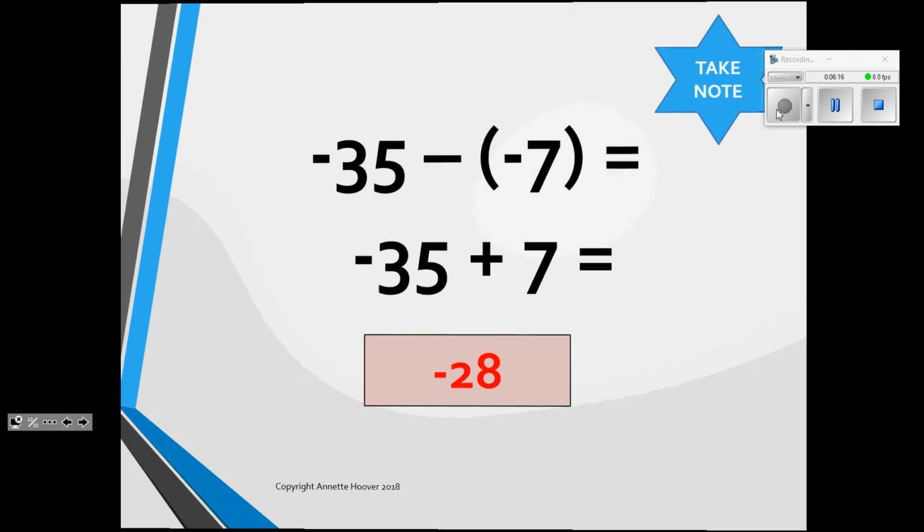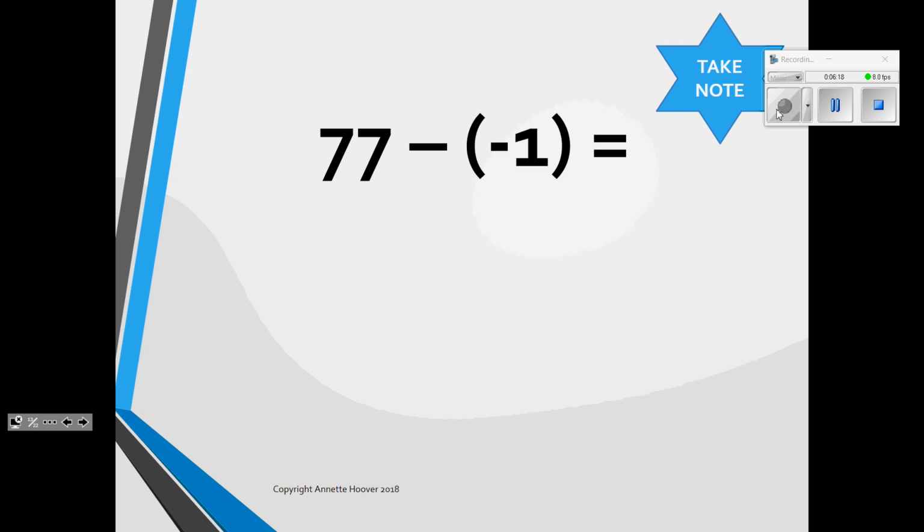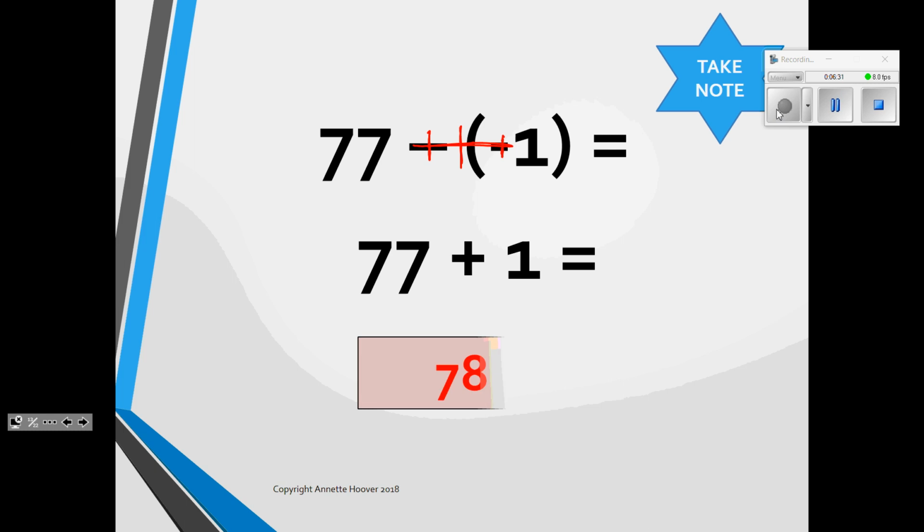Okay, let's look at the next one. 77 minus a negative 1. If we add the opposite, or click, click, this thing becomes a giant plus sign. So that would make it 77 plus 1, which is 78.